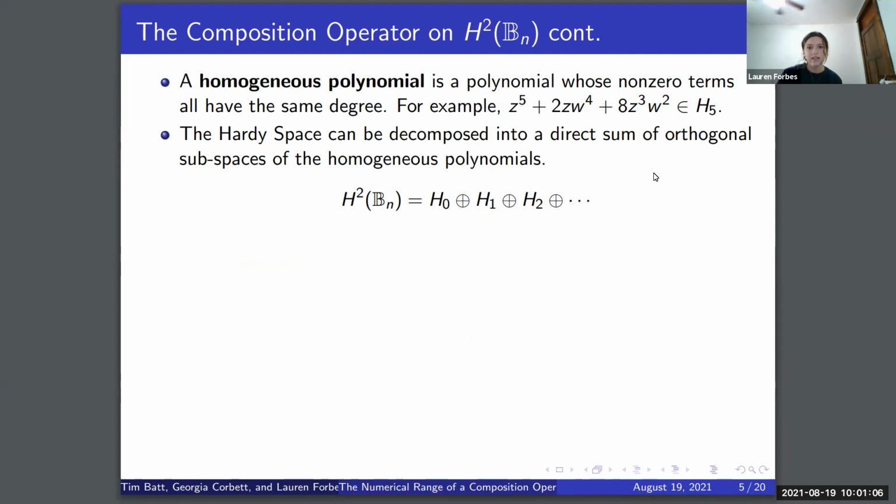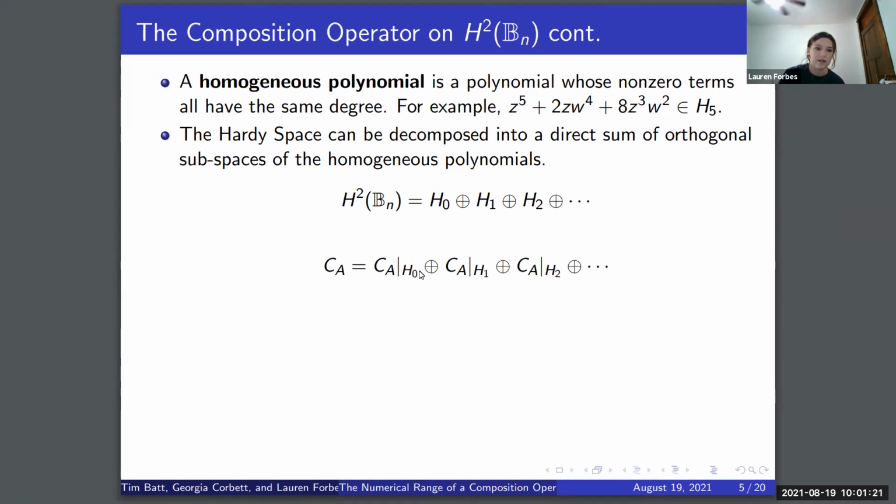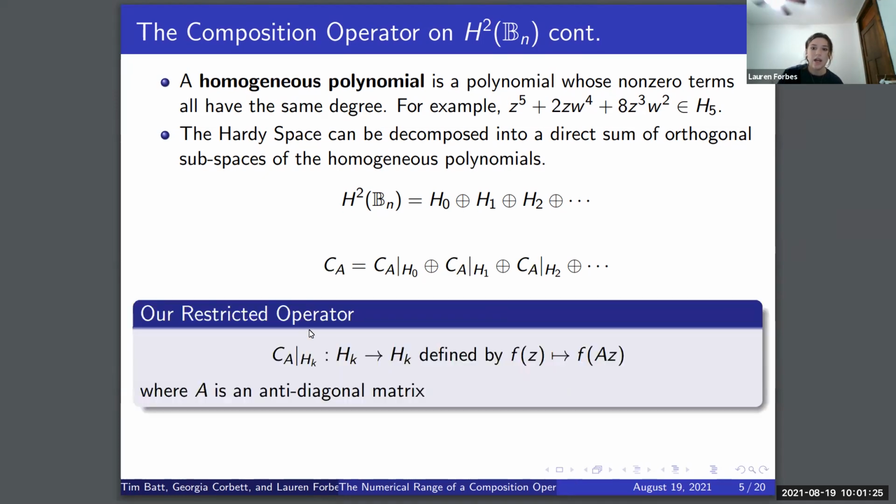So these spaces of polynomials come in handy for us because they form a direct sum, which is equivalent to the Hardy space. Thus, our operator can be written in terms of the operator restricted to each of these subspaces of homogeneous polynomials. And since each HK is finite dimensional, we can find a matrix representation using the basis elements of HK, and then in turn, find the numerical range of the restricted operators.